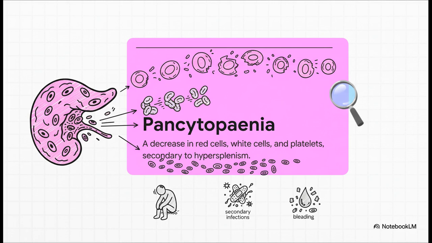All those parasites invading the spleen make it go into overdrive. This is called hypersplenism. The spleen becomes like a giant vacuum cleaner, sucking up and destroying all the blood cells, red cells, white cells, and platelets. The result? Pancytopenia. And that explains so much of the clinical picture. The anemia causes fatigue, the lack of white cells leads to infections, and the low platelets cause bleeding.